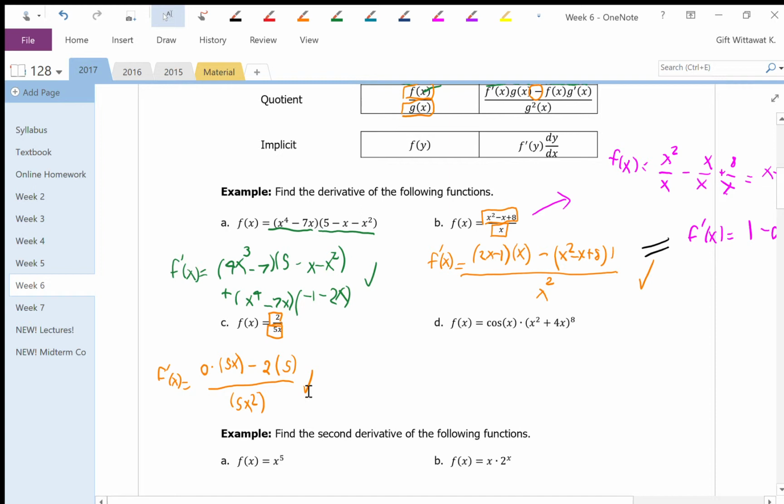Like I just said, there's usually more than one way to find the derivative of a function. You can also rewrite this. Wait a minute, that shouldn't be just 5x. Oh yeah, thank you. The square should have been outside the parentheses, so that should have been 5x squared. Thank you.